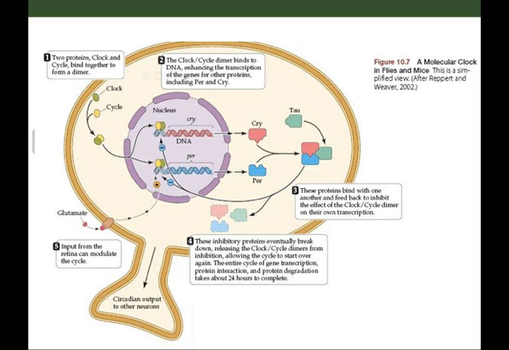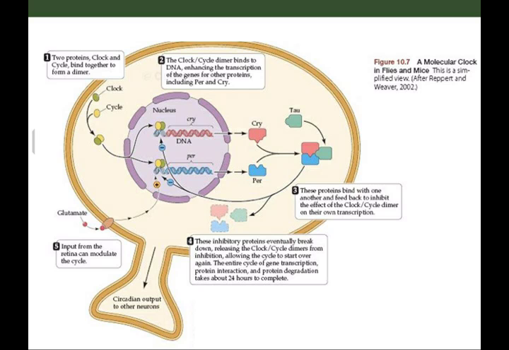Okay, and once these proteins are made, the per and cry themselves would also dimerize, would also bind together, and they also bind to a third protein called tau. This protein complex, only when bound together, then go in the nucleus to inhibit their own transcription, meaning making less of them. So we don't make any more of these clock cycle proteins unless the whole thing is degenerated.